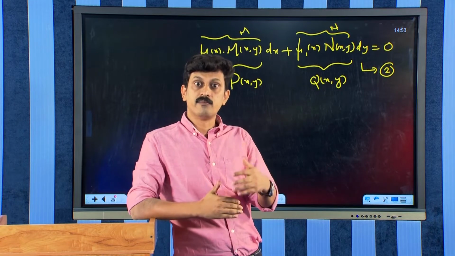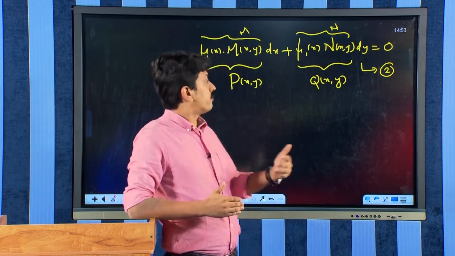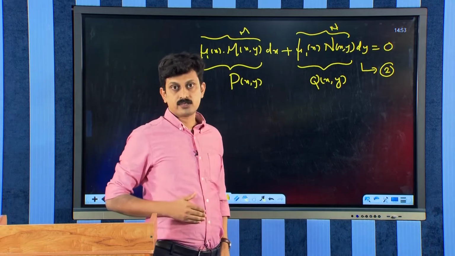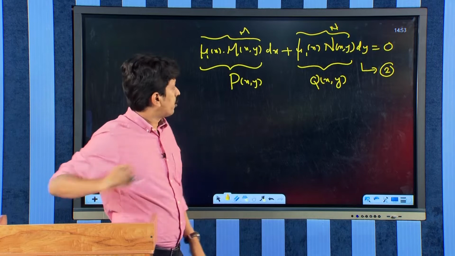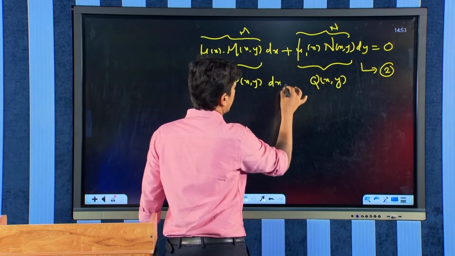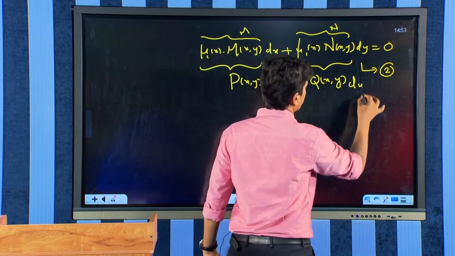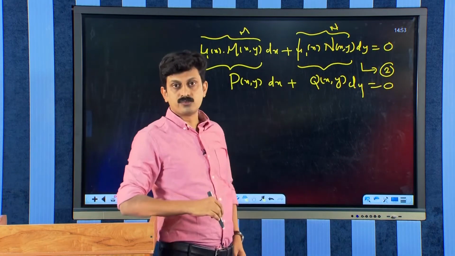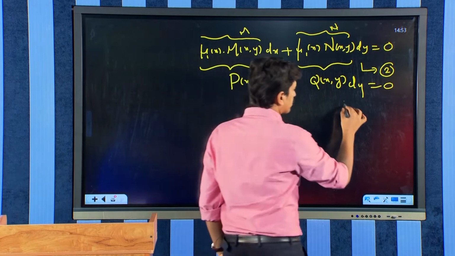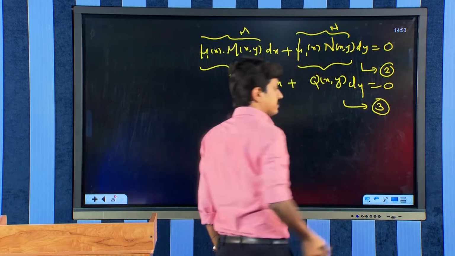For that we found this integrating factor. Now, this is a new differential equation like P(x,y) dx plus Q(x,y) dy is equal to 0. This is an equivalent differential equation of 2. So, I would like to say this is equation number 3.